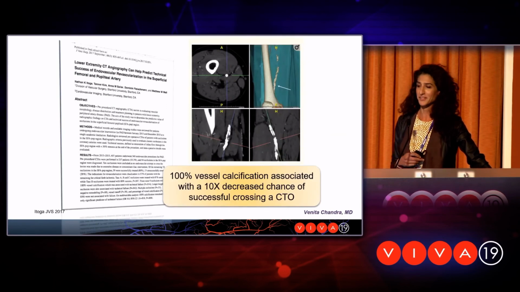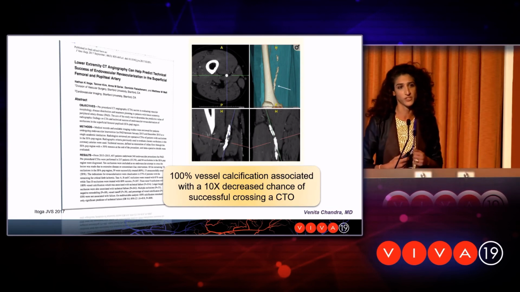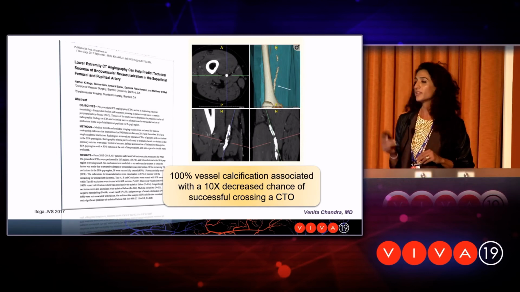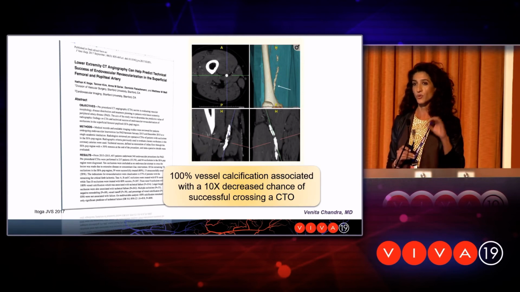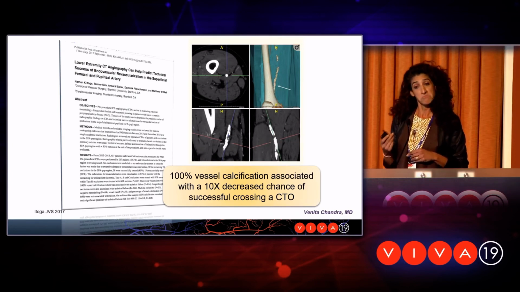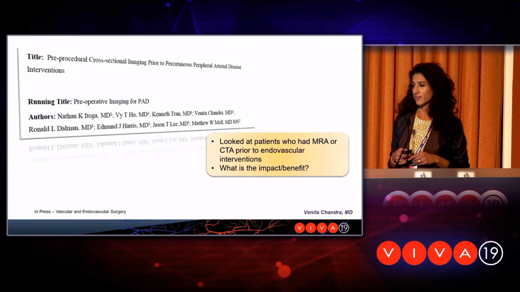There's not a lot of data here. This is a study out of our group, actually, that looked at patients who underwent ultimately endovascular revascularization and had cross-sectional imaging with CTA beforehand. And what they found was this. Patients with 100% vessel calcification, so chronic total occlusions, but with 100% vessel calcifications, had a 10x decreased chance of successful crossing of that CTO, suggesting maybe that this could be a little bit of help.